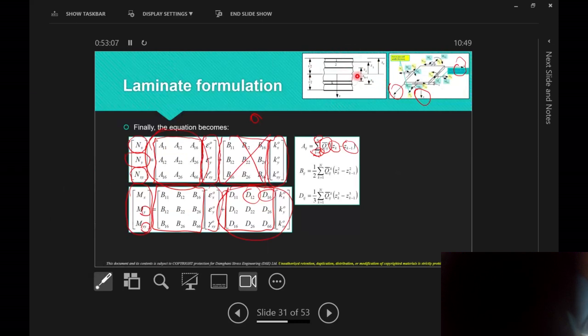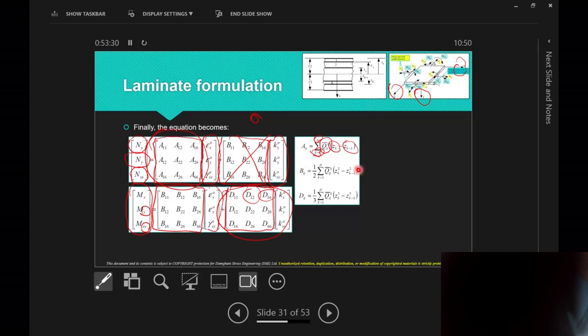I'm trying to do it, but look at ply K here. So ZK is the bottom of the ply. ZK minus 1 here is the top of the ply. So for each ply, essentially, ZK minus ZK minus 1 is what? It's the thickness of the ply, essentially. So for each ply, you do that.